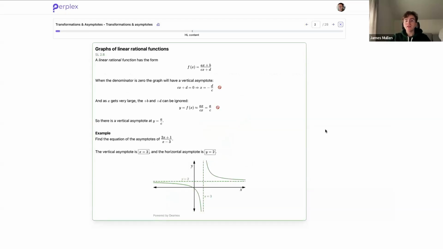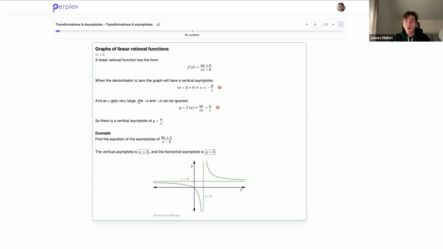Now, the graphs of linear rational functions. Suppose that you have a function in the form ax plus b over cx plus d. Okay? We know, similar to what we said on the previous slide about reciprocal functions, that when the denominator is 0, I'm going to have a vertical asymptote because I can't have something divided by 0. Okay? When does that happen? It happens when cx plus d is equal to 0, which means x is equal to negative d over c. And it looks a bit weird maybe with variables, but I'll show you an example with numbers in a second and it'll make more sense.